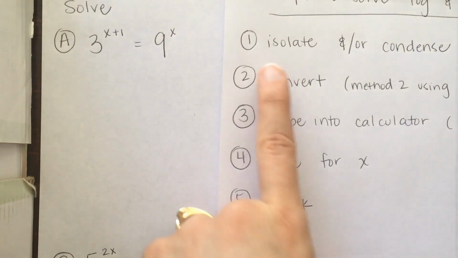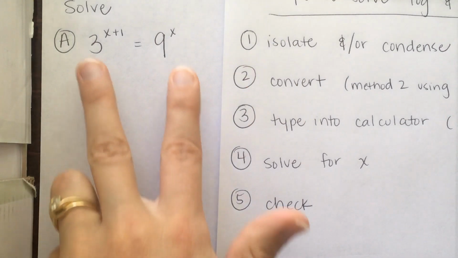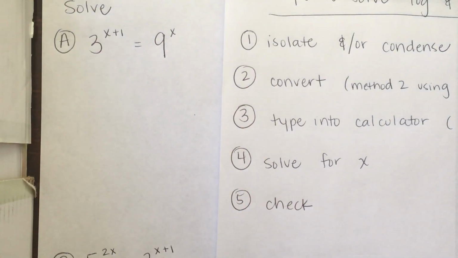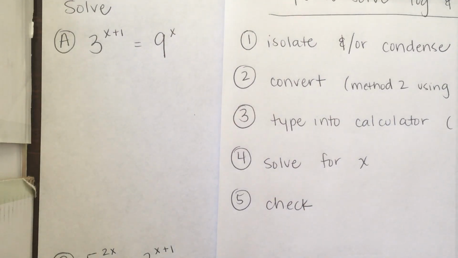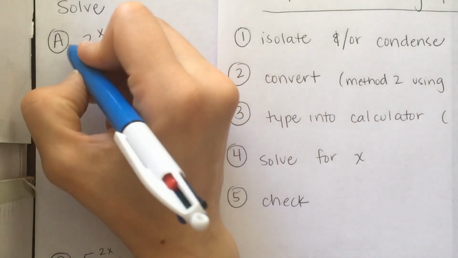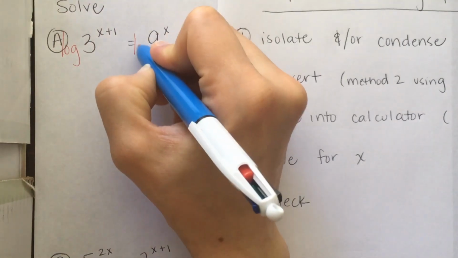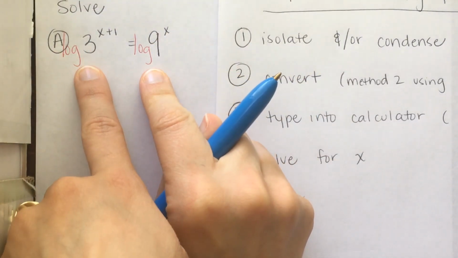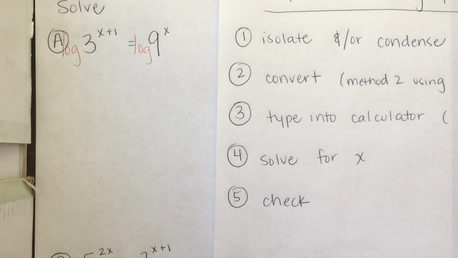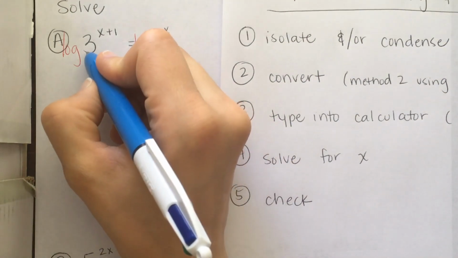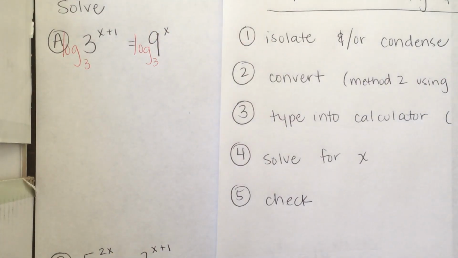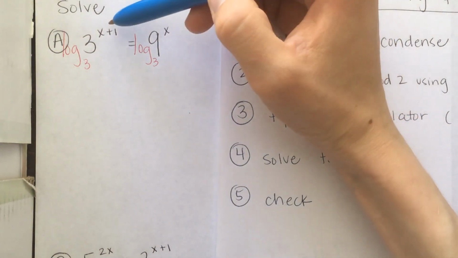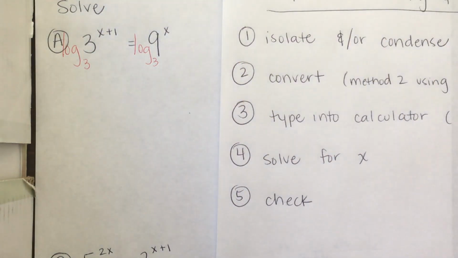Okay, but we can skip step 1, isolate, because we have 2 things here to isolate, so instead we're not going to really isolate anything. Let's go on to step 2, convert to a logarithm. All right, we need to put logs in front of both sides here. They have to have the same base, so they both have to be base 3s or they both have to be base 9s. You can choose which one you want to do.